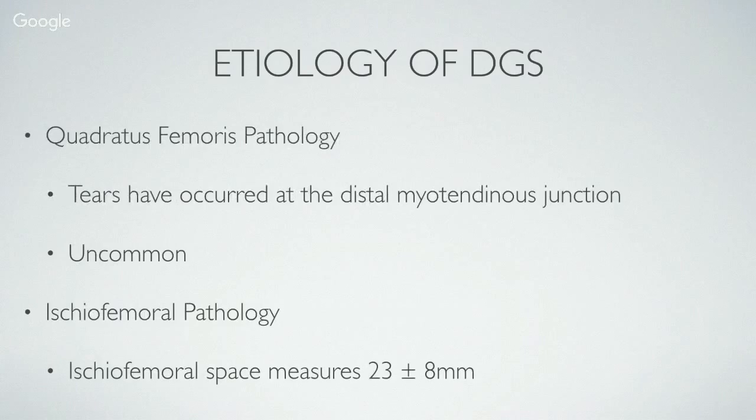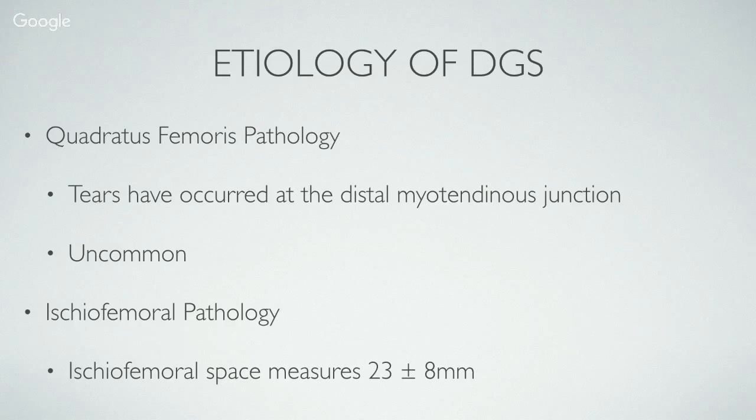Quadratus femoris pathology, like a swollen or inflamed quadratus femoris, can impact the sciatic nerve as well and cause irritation. There may be a tear at the distal myotendinous junction, which can precipitate that edema, the swelling, and result in that inflammation of the sciatic nerve.